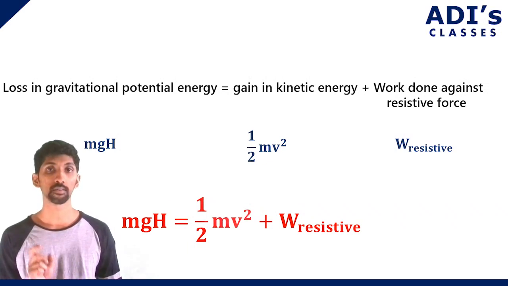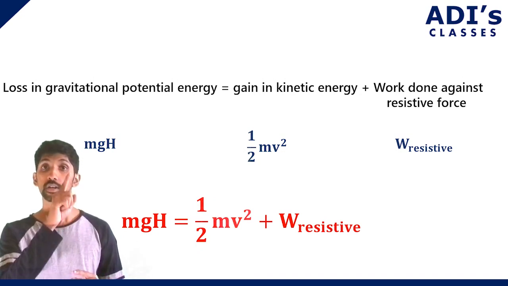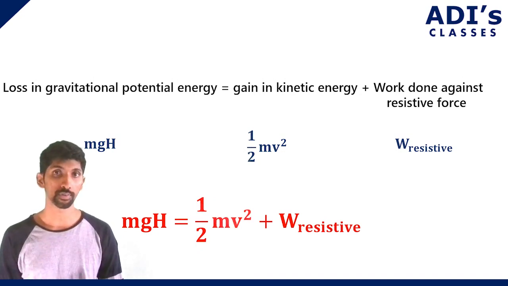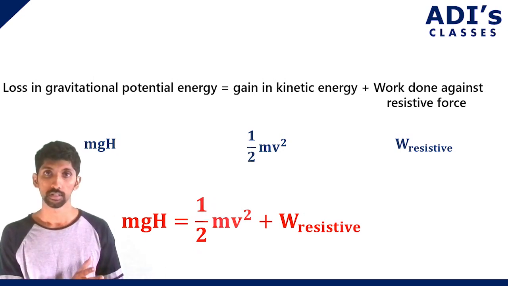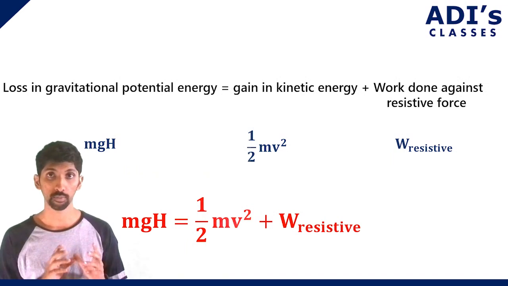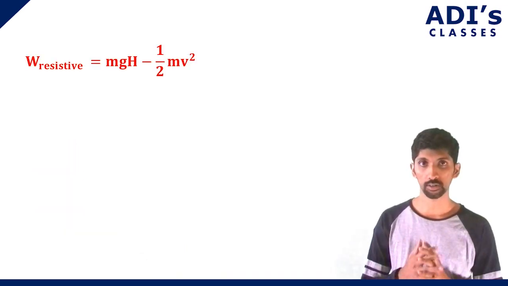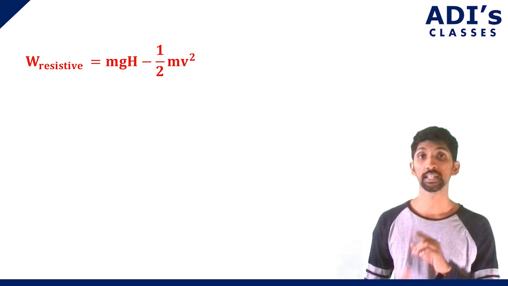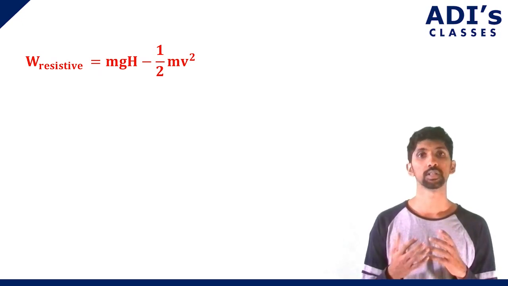Now one important thing you guys have to notice is here H is capital H, which is the 500 meters, not the 250 meters, because we are talking about the initial energy. So the water drop was 500 meters above the ground, right? So this is the height you have to take. So we have W resistive is equal to mgh minus ½mv². Now you know all the values, substitute.